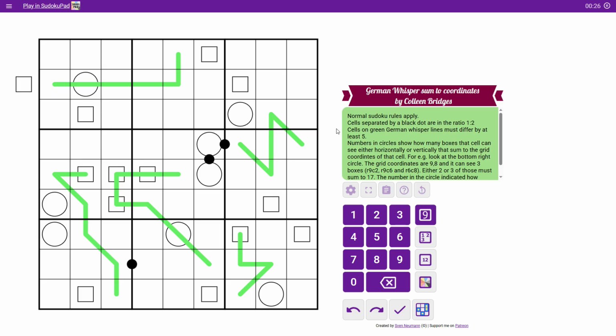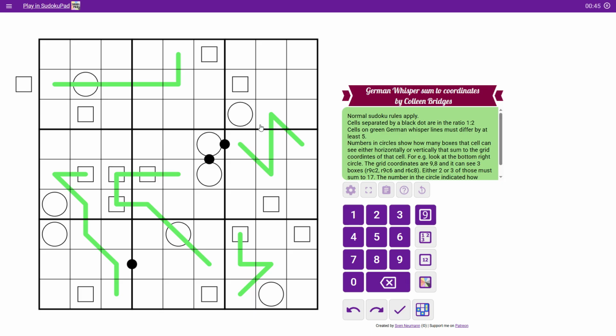This is a new Sudoku that I've made up with a different kind of rule that I've thought of. So I'll go through the rules with you. The normal Sudoku rules apply. Cells separated by a black dot are in the ratio 1 to 2. That's normal rules. Cells on a green German whisper line must differ by at least 5.